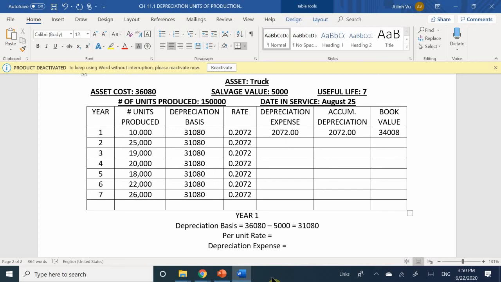Okay, 36,080 times the rate, 0.2072 is 7,252. Then plus 2,072 we get 7,252.